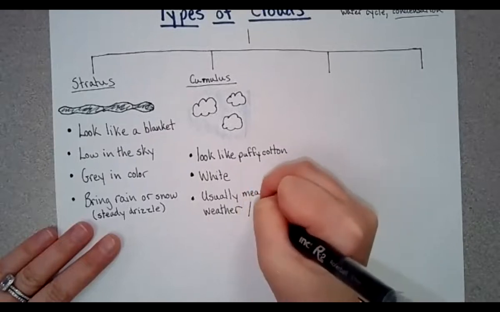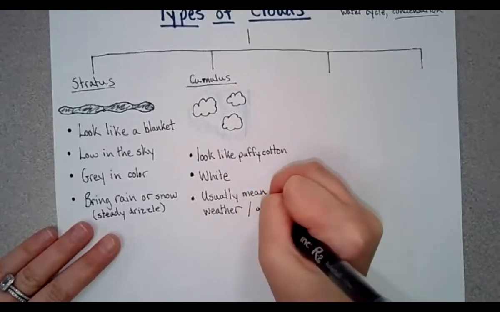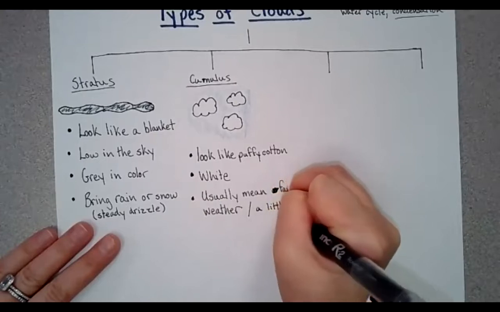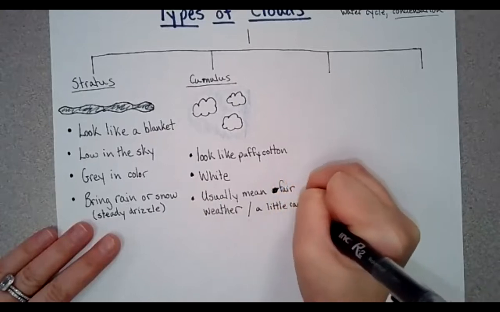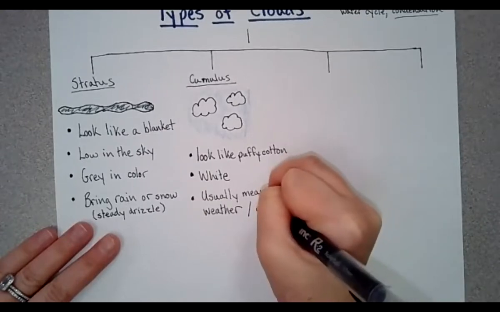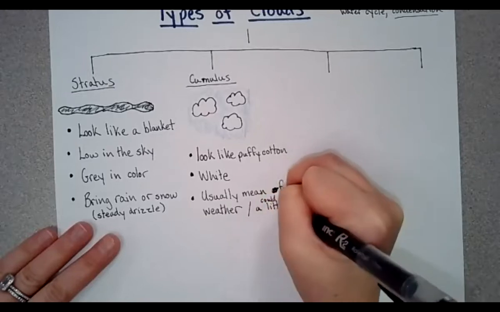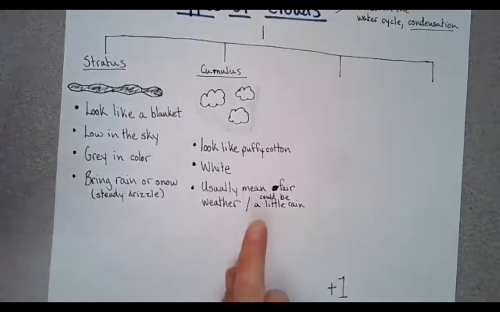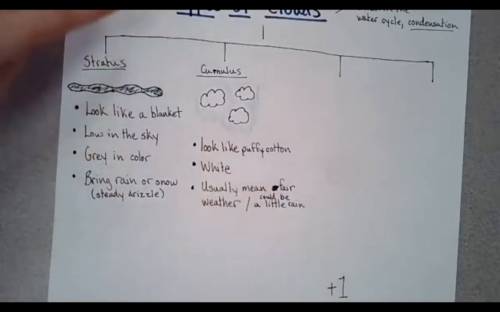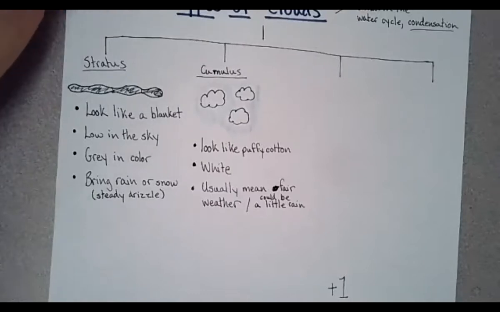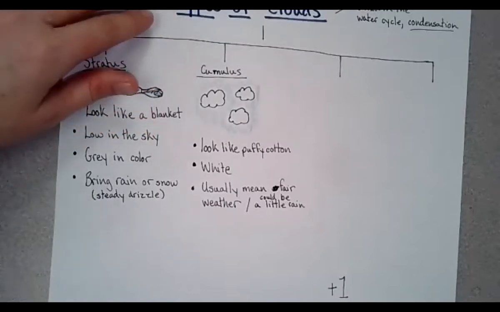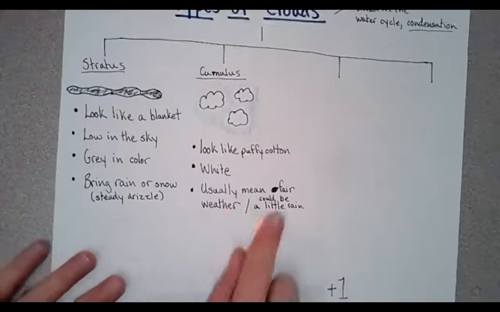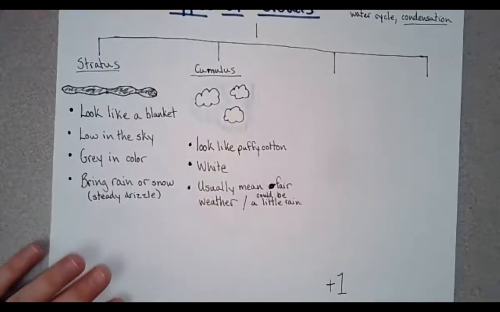There could be a little rain, but usually, no. When you have rain that comes from cumulus clouds, that's usually what people call sun showers, where it's raining when it's sunny and it's a little weird. That would be rain that came from a cumulus cloud.